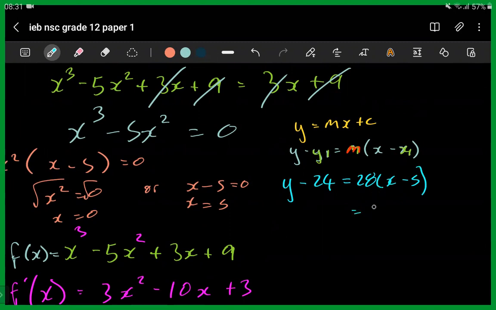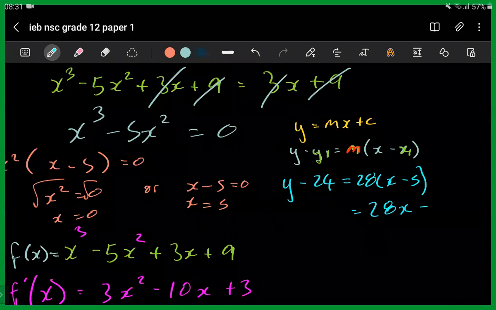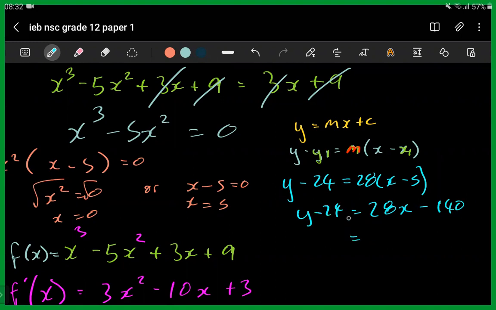So getting the equation of your tangent, 28x minus, it's a big number. Let's see, 28 times 5 is going to give you 140. Negative 140. Then this is y minus 24. The 24 goes over, so you would add it. So you have 28x, negative 140 plus 24 gives you negative 116.